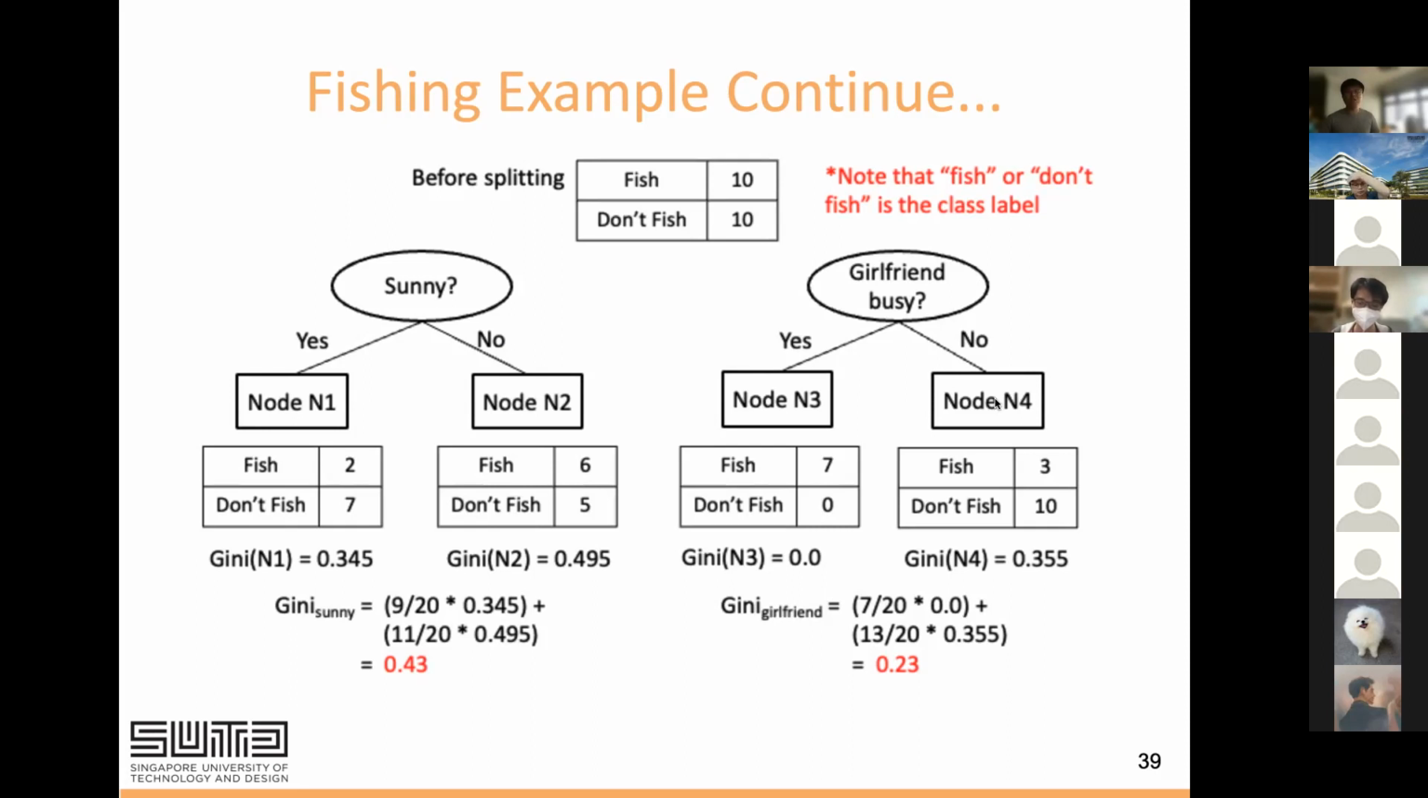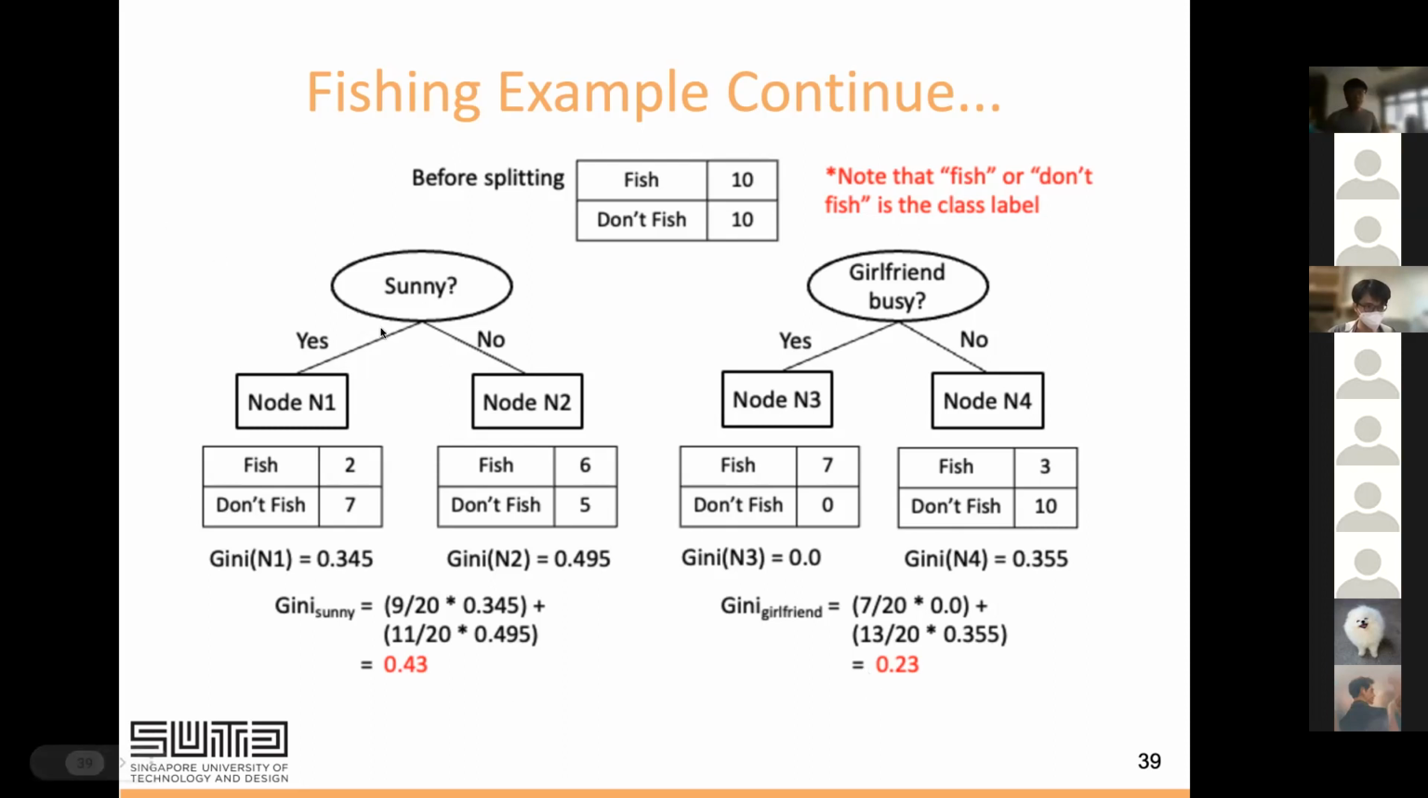But this Gini index, or this impurity, only applies to 7 of these records. So we take 7 over 20 multiplied by the Gini index, plus the 13 records that lead to this impurity. We add it together, and this gives us the Gini index for this decision. So if I make the decision based on whether the girlfriend is busy or not, the measure I obtain will be 0.23, which is not bad. Because you must remember that at first it's 0.5. Now I reduce it to 0.23. It's good, like a 50% reduction.